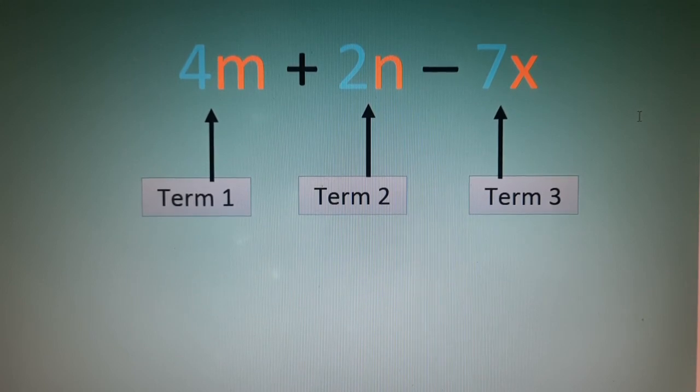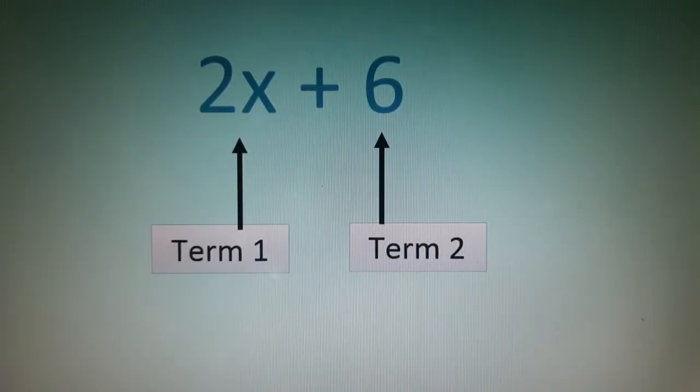In the first term, plus 4 is the coefficient and m is the variable. In the second term, plus 2 is the coefficient and n is the variable. In the third term, minus 7 is the coefficient and x is the variable. So in this expression, there are three terms, plus 4m plus 2n minus 7x. And there are three coefficients, positive 4, positive 2 and negative 7. Three variables, m, n and x.